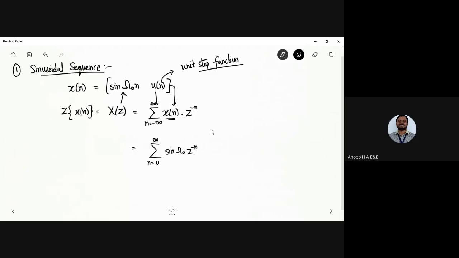Now how can I write sine omega naught n? That is e power j omega naught n minus e power minus j omega naught n divided by 2j. This is 2j. That's how I can write it, and I'll be using this formula here.